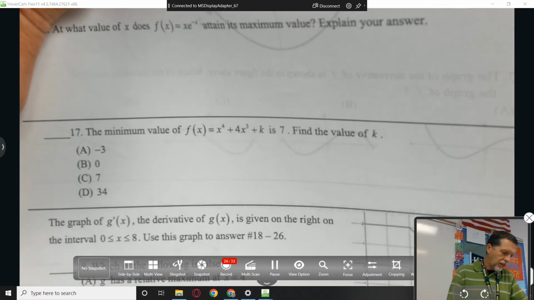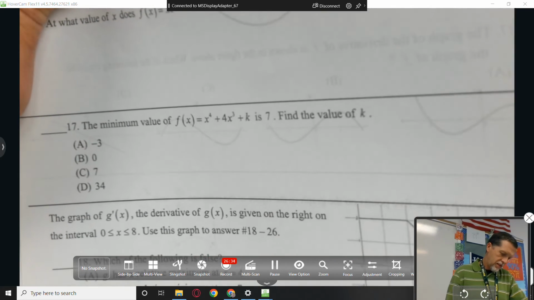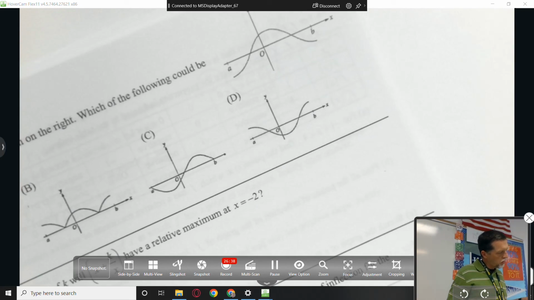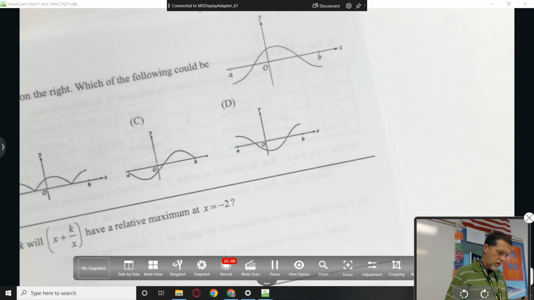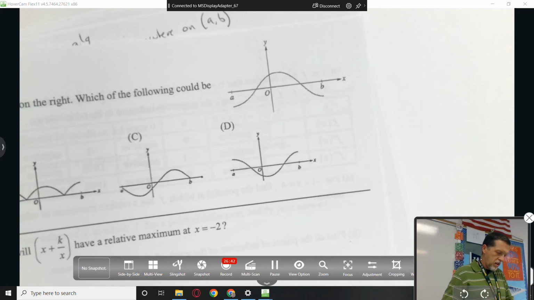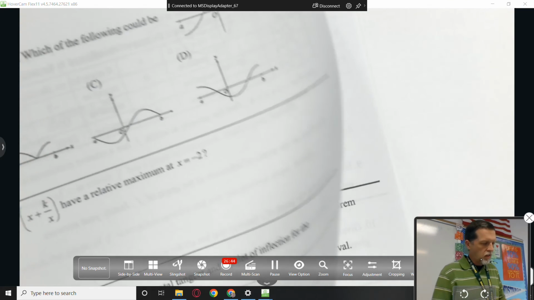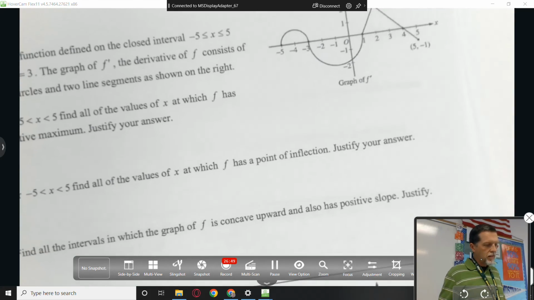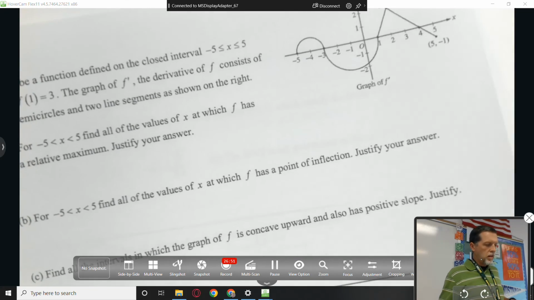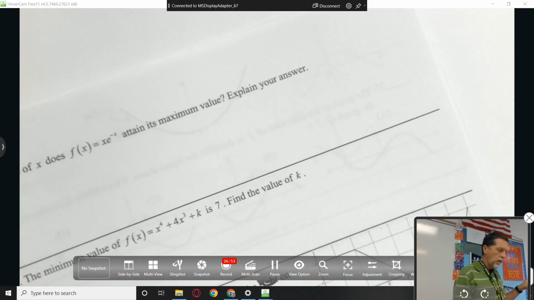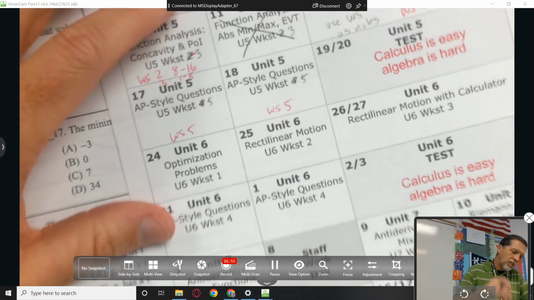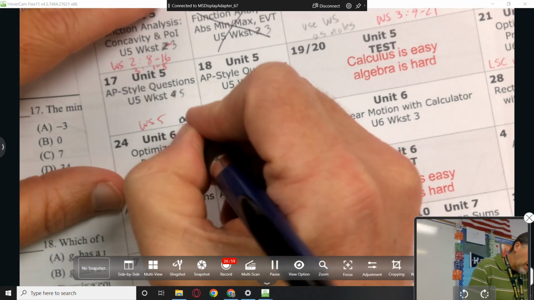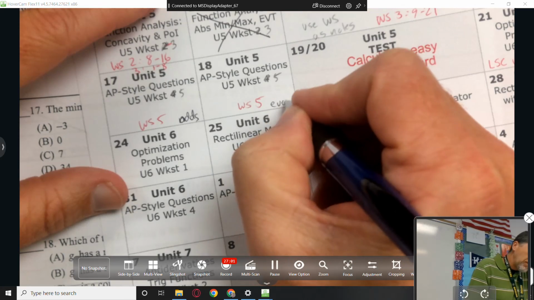Min, max, increasing, decreasing, concavity, pictures. So it's a really long review, but you do have 2 nights to work on it. So my suggestion: get half done tonight? Yeah, I would say do the odds tonight and the evens tomorrow. That would be my suggestion to you.